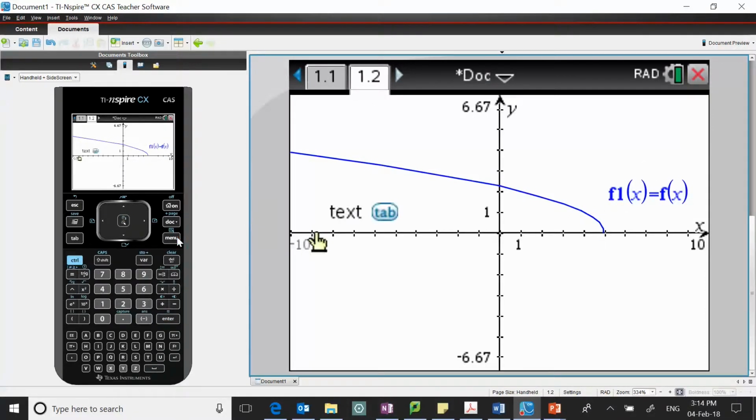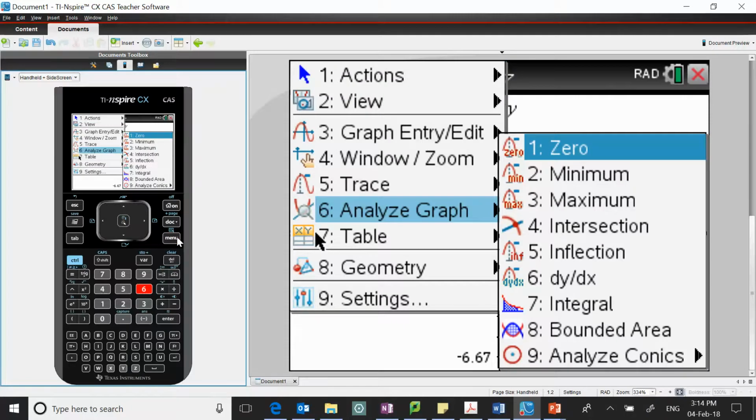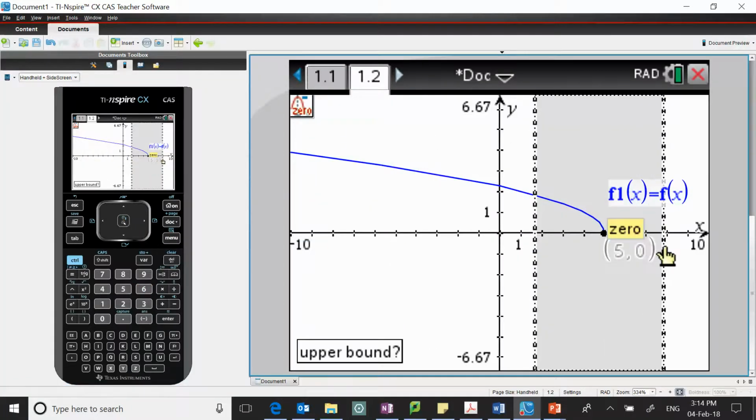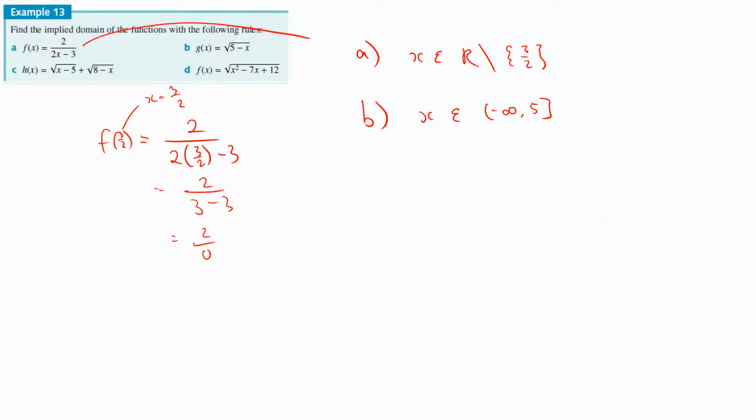If you're unsure, you can do menu analyze, and zero tells you your x-axis intercept. So if you just went from here to there, it tells you it ends right at 5. That's where it crosses the x-axis. So you'll know that it's from negative infinity up to 5. That's my domain. Range is obviously from 0 to positive infinity. Okay, all right, so there you go.